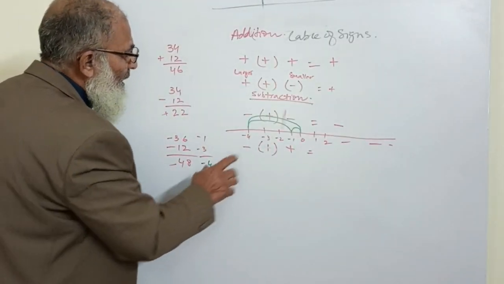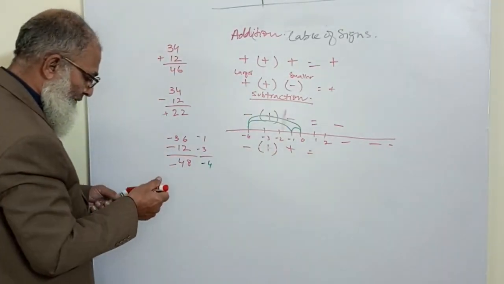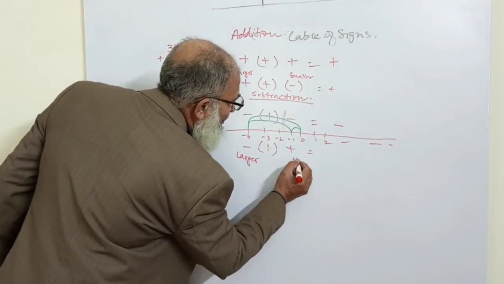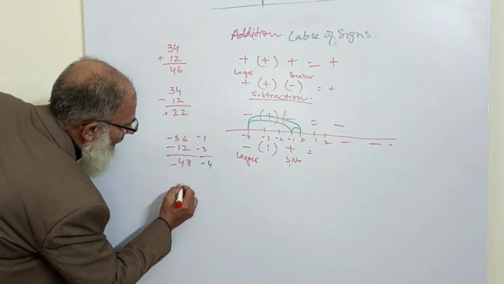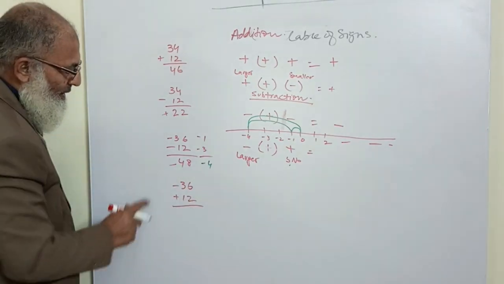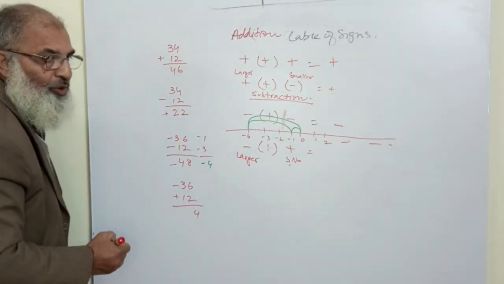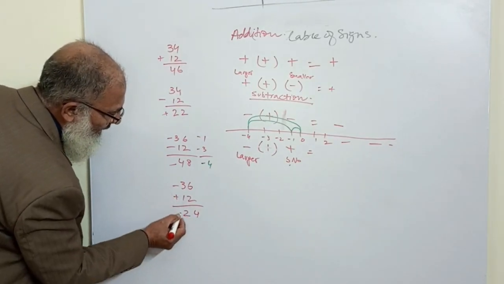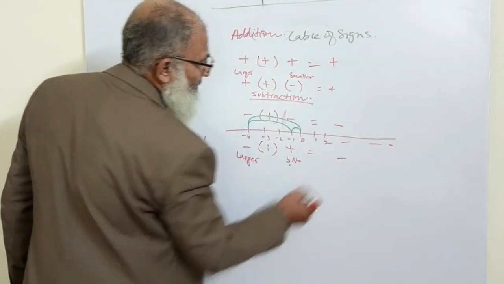Now what will happen if the larger number is negative and the smaller number is positive? Now this is the larger number and this is the smaller number. 36 minus and plus 12. 36 minus is the negative number and what will happen? We will have to find the difference between the two. And this is 24 with the negative sign. So what comes here is negative.